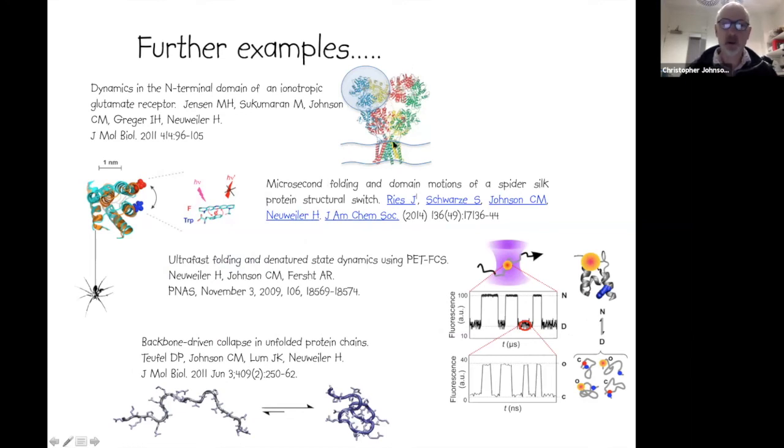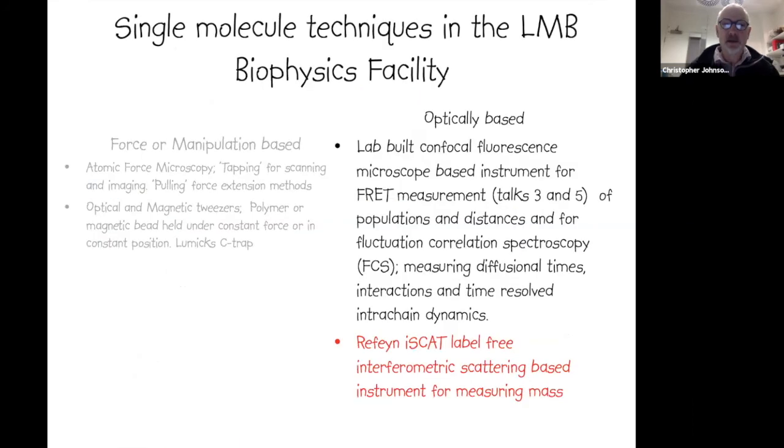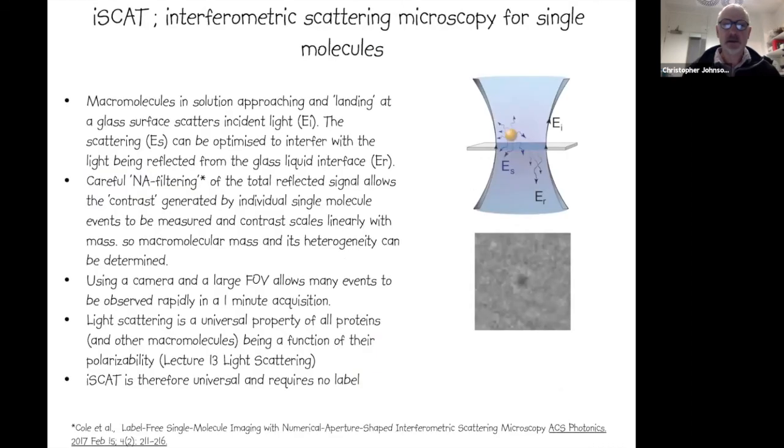with people in neurobiology. So in the final 5 minutes, I'm just going to talk about the technique of iSCAT, which is an interferometric scattering method. So in this technique, what we do is we look at macromolecules in solution that are diffusing, but they approach and are absorbed onto a glass surface.